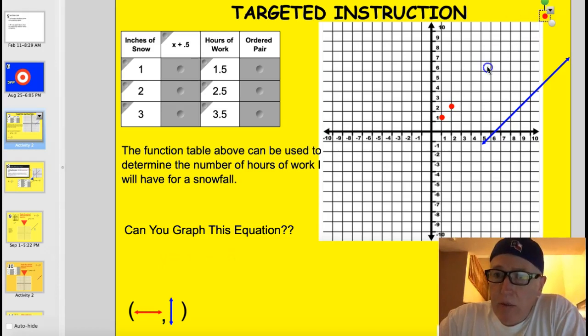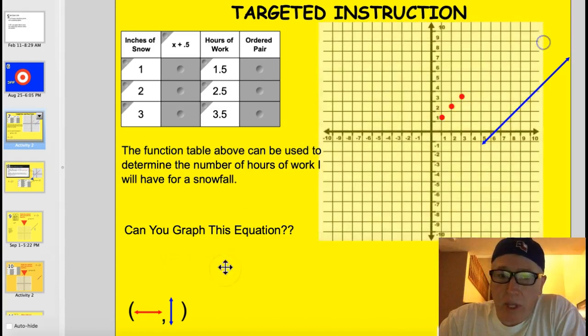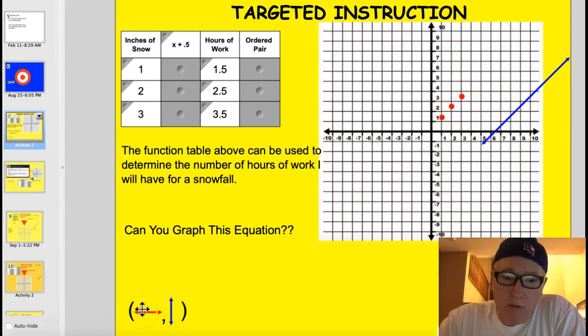And I'm going to grab it, oops, and do the next one. Let's go over 3 and then go up 3.5. There's nothing magical about that. I just went the first value. I'm going to go left or right on. I'm going to move forward or back. And the next value, I'm going to go up or down. This is your x and your y coordinate.